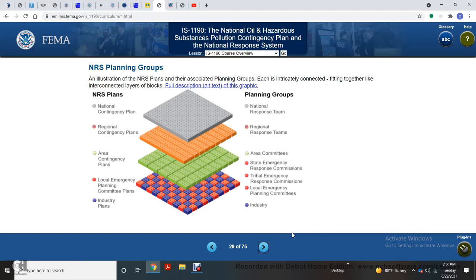Alright, National Response Plan groups. This illustrates the National Response Plan and its associated plan groups, each timely and intricately connected, fitting together as interconnected layers of blocks: the National Response Plan, the National Contingency Plan, the National Response Team planning groups, the Regional Contingency Plan, the Regional Response Team, the Area Contingency Plan, Area Committees, and Local Emergency Committee plans with industrial plans, showing the state emergency, tribal emergency, local emergency, and industry.